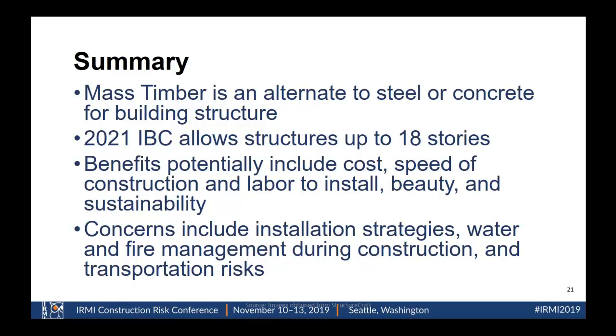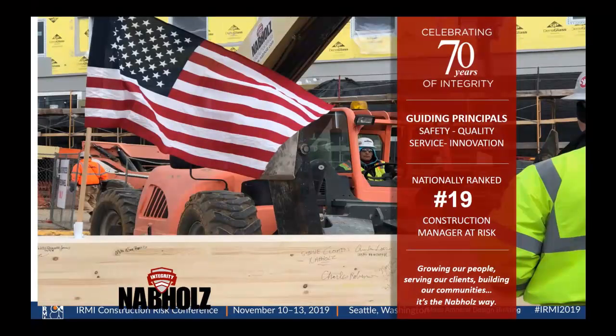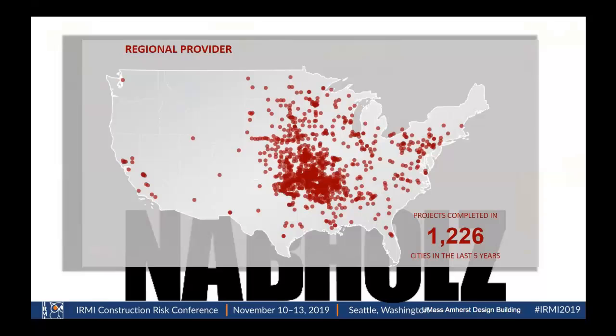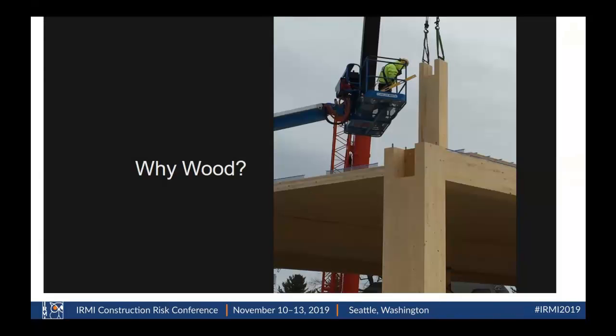These are some of the summaries of codes. This is where my slides actually started up. This gives you a little bit about who we are as Nabholz, a little bit of our geographical area in which we work. You can see it's mostly in the central part of the United States. We have close to 1,300 employees. We've worked in quite a few cities over the last couple of years. We did close to $1 billion last year. A few years before that, we were at about 500 million, and we just continue to grow.